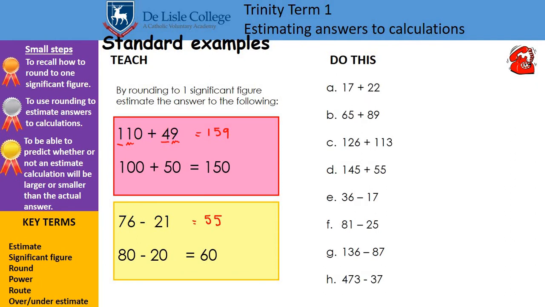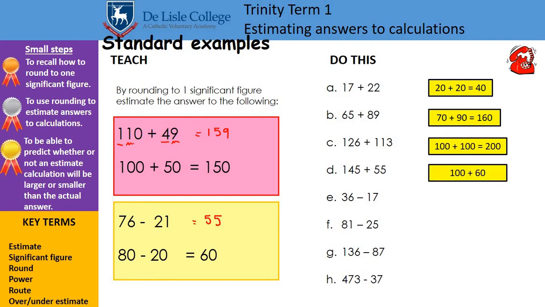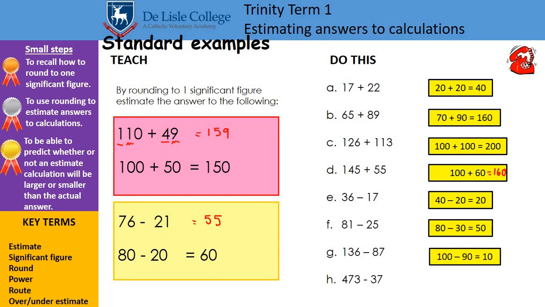Right, if you could round each of these values to one significant figure and solve the calculation, please. Pause the video as you do this. Right, lovely, so you should have 40, 160, 200, 160, oh, no answer there, silly miss, so we should have 160 there, brilliant, 20, 50, 10, and 460, lovely.